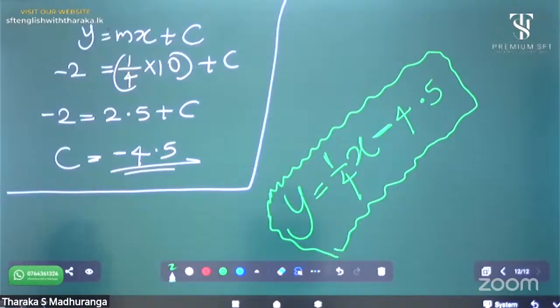Okay, complete. Any doubt up to now? That's the end of the unit functions. If you have any doubt, please ask me.